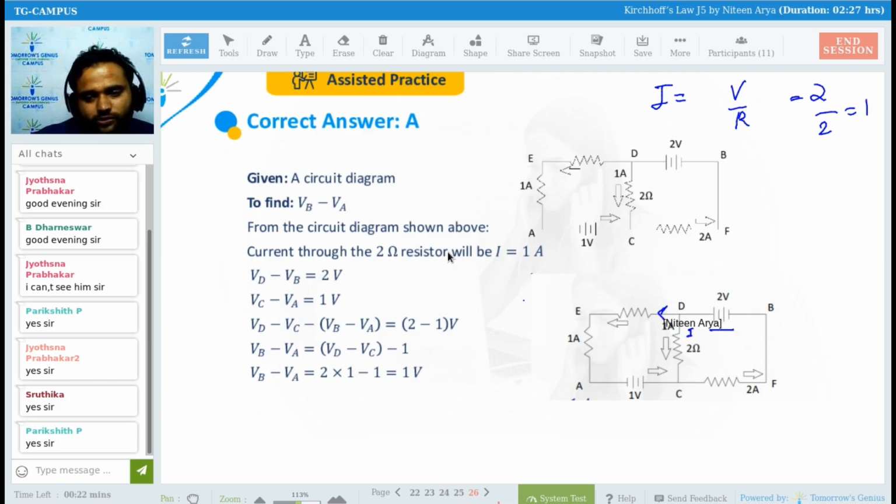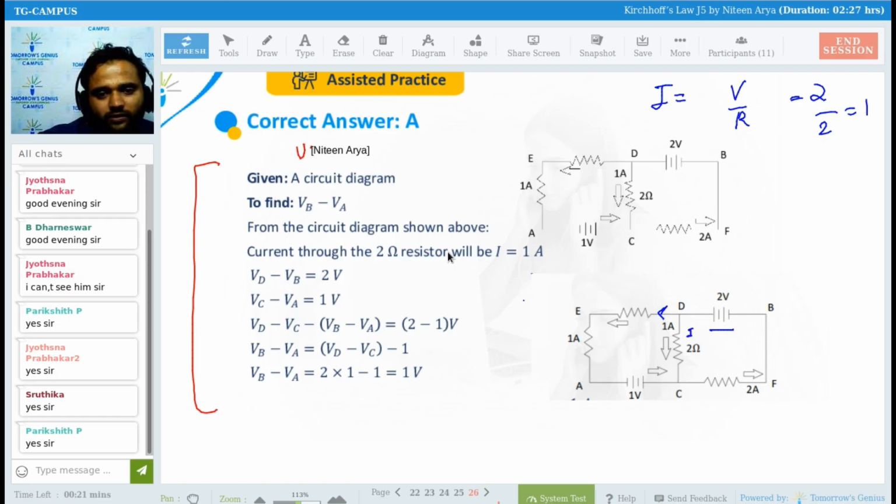So obviously 1 ampere current is passing here also, and the resistance is 1, so you can say 1 volt. 2 minus 1, 1 simply. And then VD minus VC minus VB minus VA, which is 2 minus 1, which is 1 volt. So VB minus VA equals VD minus VC, which is 1 volt. Just using the concept of KVL, you can go ahead and check it.